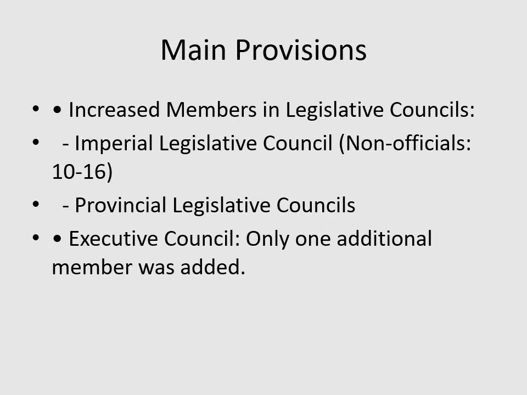Looking into the 1892 Indian Councils Act, the main provision of this act was that it increased the members in the Legislative Council and also in the Imperial Legislative Council. The number of non-official members was increased from 10 to 16. In the Indian Councils Act of 1861, the number was from 6 to 12.